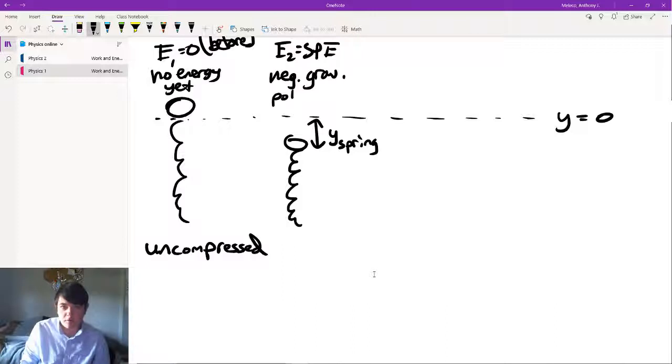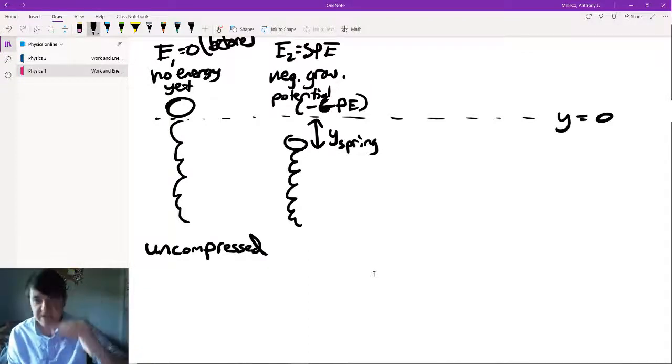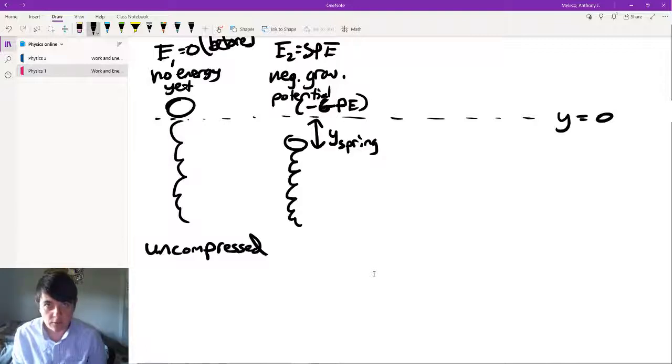gravitational potential. So negative GPE. And it's negative because you are going beneath, you're going lower than y equals 0. Okay, you're not going above it, you're going below it. Okay, so if you set that 0 point and you're not at the 0 point, you have gravitational potential. If you're above it, you have positive. If you're below it, you have negative gravitational potential. And I'll show you how that works.